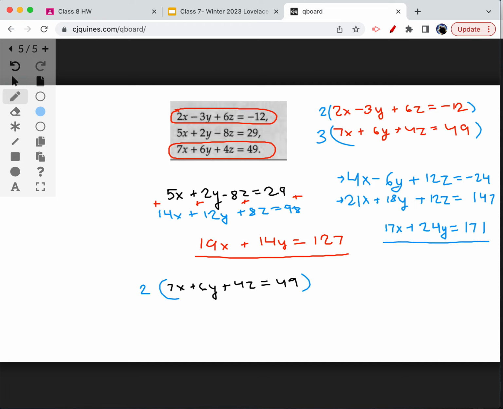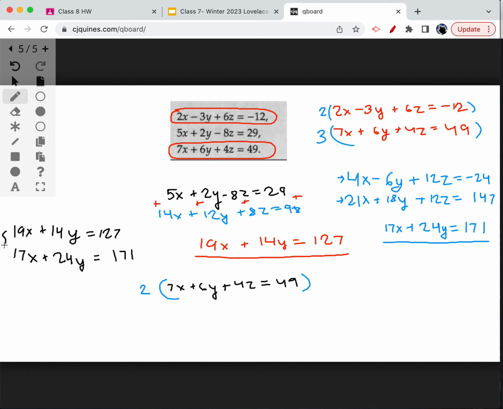So then we have the system of equations in two variables. So we have 19x plus 14y is equal to 127, and then 17x plus 24y is equal to 171.